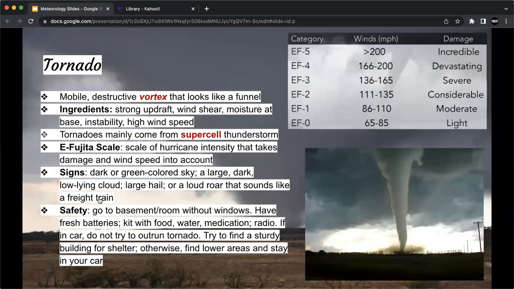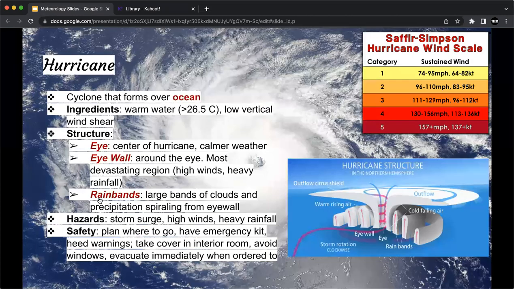Okay, hurricanes. So these are basically huge cyclones that form over the ocean. And the ingredients are warm water of greater than 26.5 degrees Celsius. So you won't really find hurricanes in higher latitudes near the polar regions. And you also need a low vertical wind shear. So the winds can't be too contrasting at different altitudes. They have to be relatively the same.